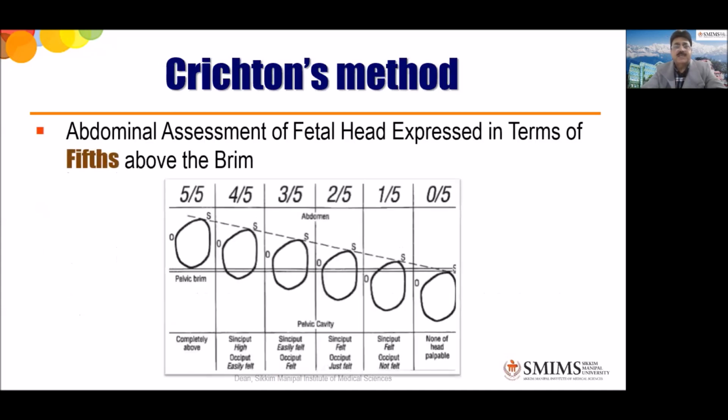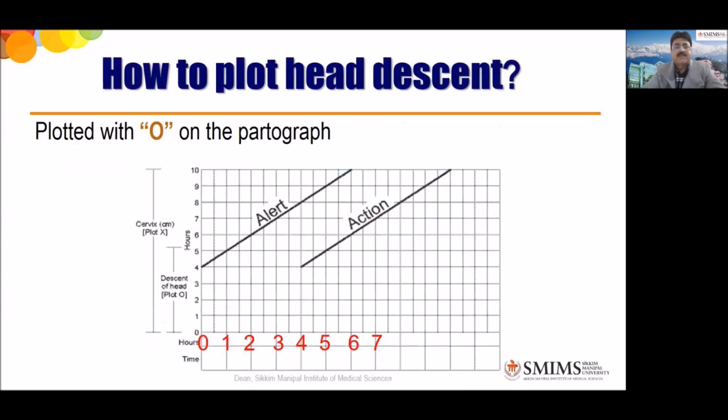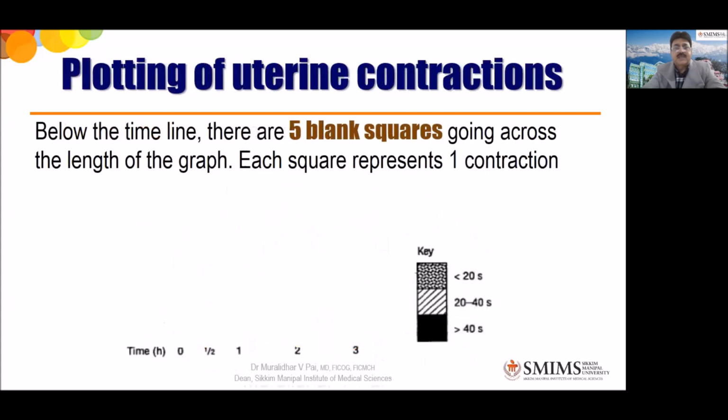All of you know about Crichton's method. This is the abdominal examination to know the descent of the head. I'm not going to elaborate on this. Right. So in PV also, you can find this out, the 4/5, or you can say 0, -1, -2, -3, +1, +2, +3. That also can be done. So how is it plotted? Let's say at the beginning, it was at 0 station, and then later it comes down in 5 hours. This is the way you plot the descent of the head.